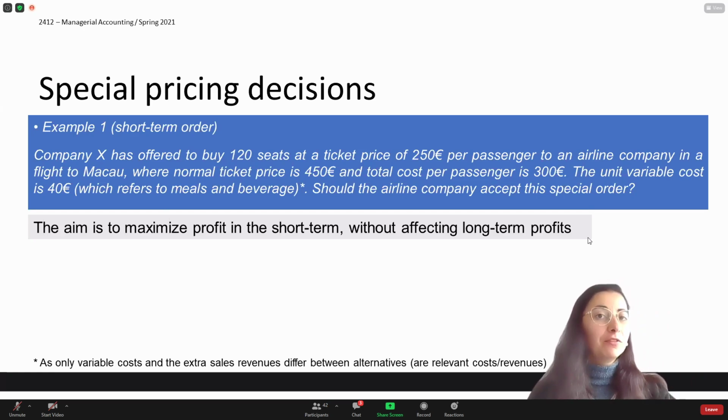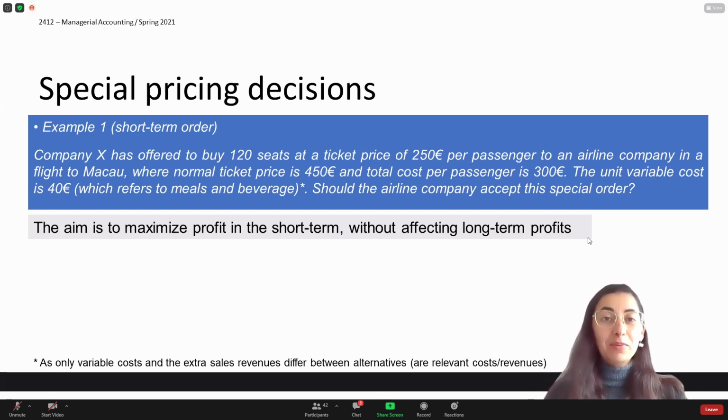But if we have the flight to Macau and it has empty seats, and we cannot do anything else with those empty seats, then receiving the 250 is better than flying and not having this revenue. So we have to look at relevant costs and revenues between accepting or not accepting this special offer.